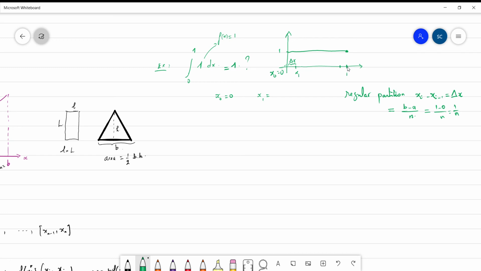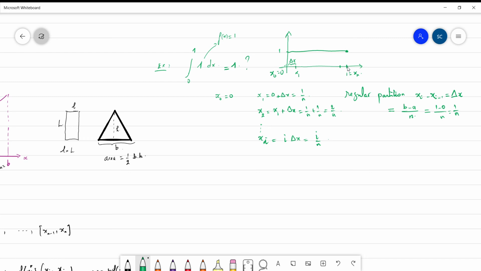Okay, this is my x_n. So x_1 will be 0 plus delta x, which is 1 over n. x_2 will be x_1 plus delta x. So 1 over n plus 1 over n will be 2 over n, etc. So finally x_n, or x_i, will be i times delta x, which is i over n.